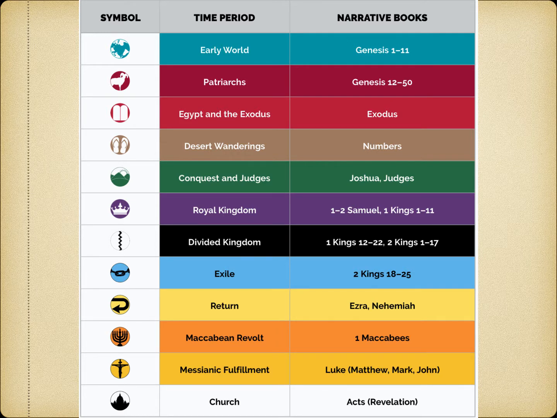Here is another image, if you will, that will kind of help you wrap your mind about this general plot. The first time period that we'll study is the early world, and you can see that the book that period corresponds to is the book of Genesis, chapters 1 through 11. So that will be our stories of creation, the story of the fall, all the way up to the story of the Tower of Babel. And then the next time period we'll cover is the age of the patriarchs, and that begins with the call of Abram, who you may know as Abraham.